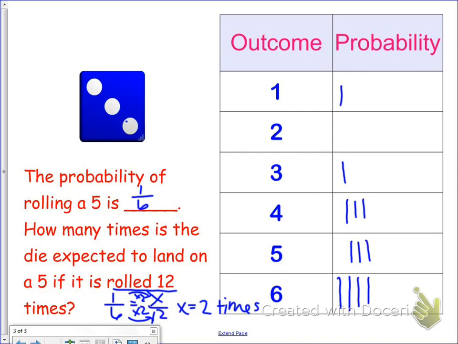It didn't match my prediction, but what happens is eventually, if you do the experiment enough times, it will average out to where it does match your theoretical. So that's all experimental probability is, performing an experiment and recording your data.